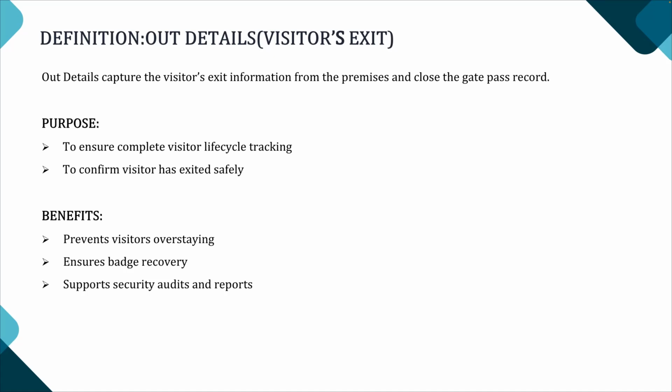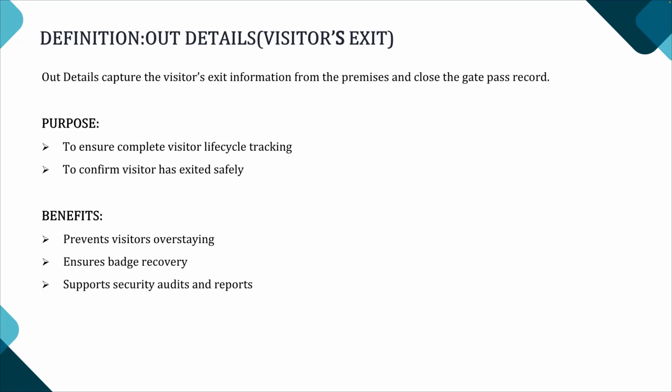This is followed by the out details, which is also known as the visitor's exit. Out details capture the visitor's exit information from the premises and close the gate pass record. Its purpose is to ensure complete visitor life cycle tracking and to confirm the visitor has exited safely. Its benefits are that it prevents visitors overstaying, ensures badge recovery, and supports security audits and reports.